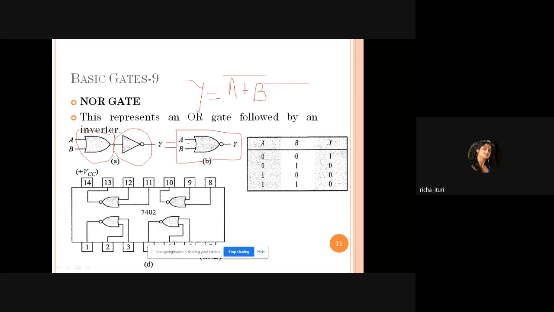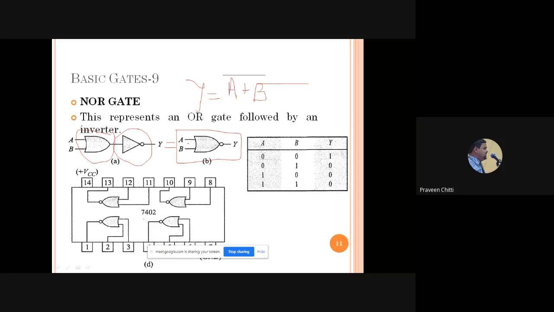0 or 0 is 0. So write the complement of that. What is that? 1. Similarly, what is 0 or 1? 1. 0 or 1 is 1. Complement of that is 0. 1 or 0 is 1. Complement is 0. 1 or 1 is 1. Complement is 0. This is how you can write the truth table for NOR gate.